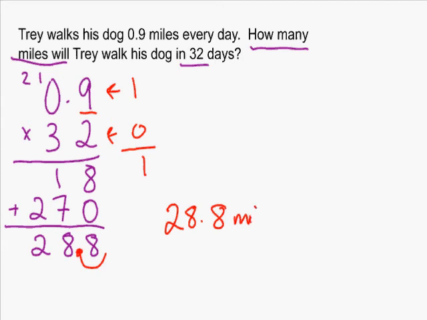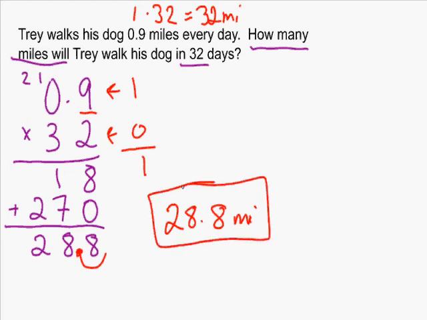I can check for reasonableness by rounding. I know that 9/10 miles is really close to 1 mile. And if he walks his dog 1 mile every day for 32 days, that's 1 times 32, which is 32 miles. 28 8/10 miles is pretty close to 32 miles, so I'm very confident that 28 8/10 miles is the correct and final answer.